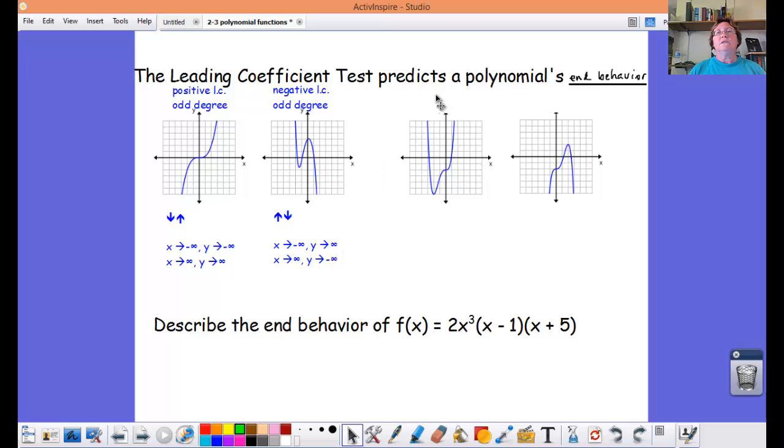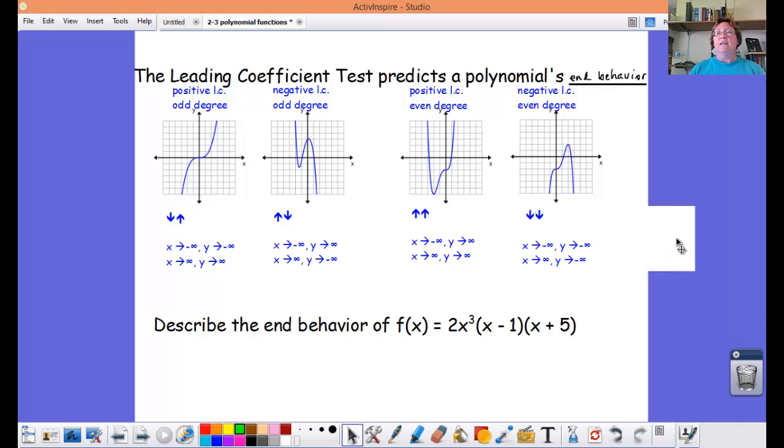The last two functions here are even degreed functions. And you will notice that in this one we have up, up end behavior that comes from a positive leading coefficient in an even degreed function. The last one, a negative leading coefficient in an even degreed function. And if you think about that, think parabola, with the negative out in front that flips it over. That's exactly what's going on here. That end behavior is down, down. When x gets really small, y is very small.